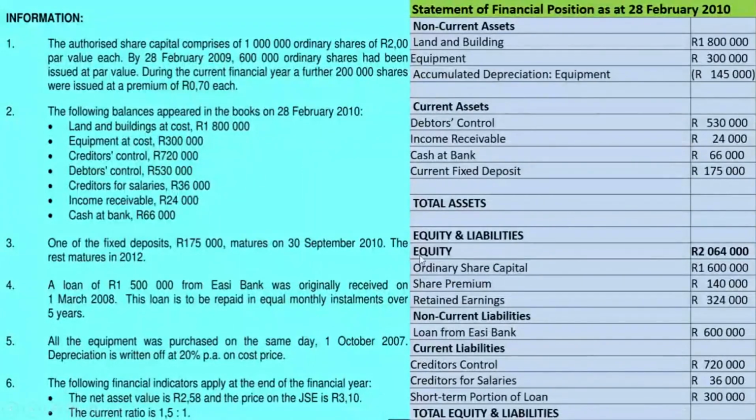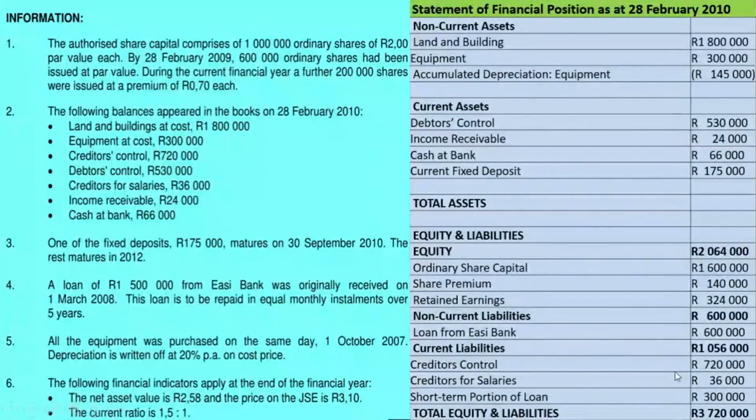Okay, now that we have the total equity, we have no other information apart from this one here, where we are told the current ratio is 1.5 is to 1. But now let's first total up our non-current liabilities and current liabilities. So our non-current liabilities is 600,000 rand. We only have the loan.